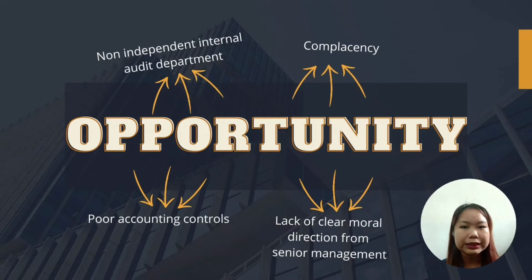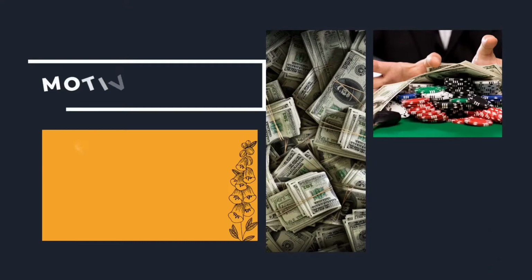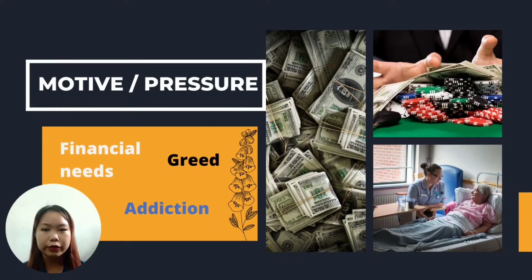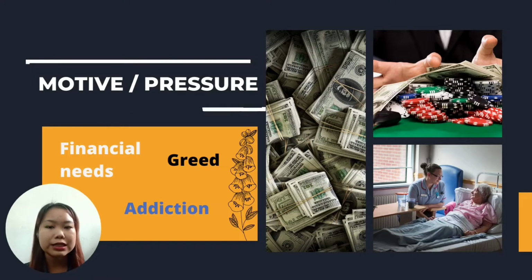For example, a lack of moral direction from senior management will indirectly tell the employees of the company that it is okay to commit fraud because someone in the upper management is doing the same thing. Another key element of fraud is a perceived financial need on the part of the perpetrator. It is the reason why they commit the fraud.